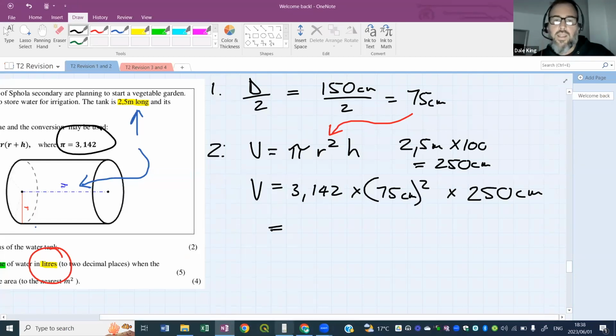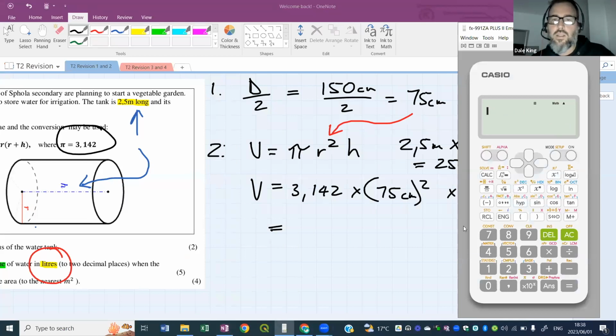Now on the calculator, what does this look like? On the calculator, we're going to have 3.142 times, and I'm going to use brackets. I like using brackets, nothing wrong with that. You can't shout at me for using brackets. Times, and I need to times by 250 if I remember. Sure, Sakhile, I see what you mean.